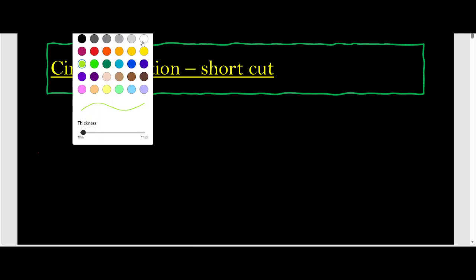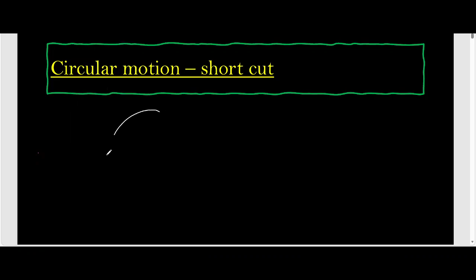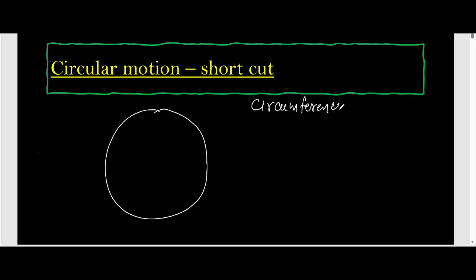Circular motion. Let us imagine a body is undergoing circular motion. What is circular motion? The body has to travel along the circumference of the circle. What is this circumference? I drew a circle here. This is the circumference. Imagine the body is traveling along this circular path, along the circumference of the circle. Then it's called circular motion.